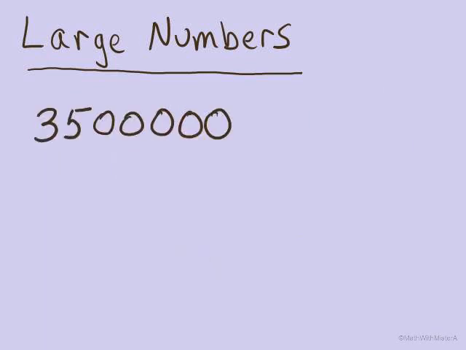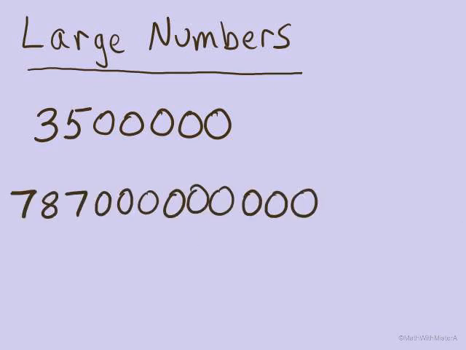Let's go back to the number 3,500,000, our diameter of the moon in meters, and let's take another large number for an example: 787 billion, which was the number of dollars in the stimulus bill passed by Congress back in February 2009. 787 billion. Many, many zeros, 9 of them there.